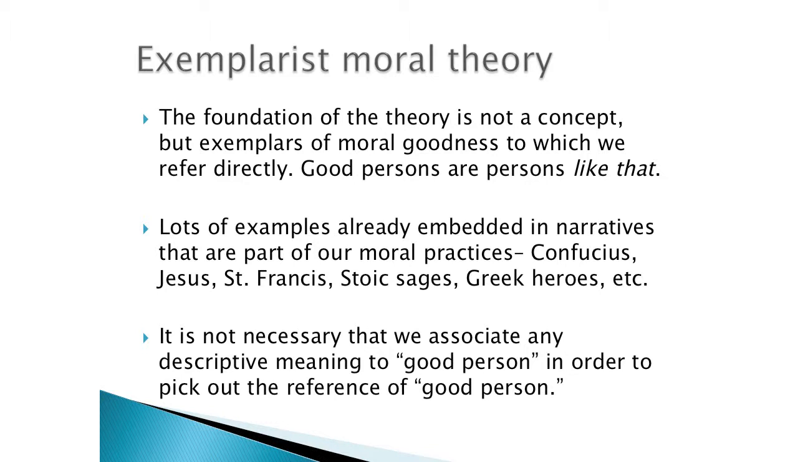So, what I'm suggesting is that the foundation of this theory is not a concept, but exemplars of moral goodness to which we refer directly. So, good persons are persons like that, just like water is stuff like that. Okay? There are lots of examples of exemplars already embedded in our moral practices, the practices the theory is depicting, explaining and justifying. So, for example, Confucius, Jesus, St. Francis, Stoic sages, Greek heroes, lots of people like this, okay?